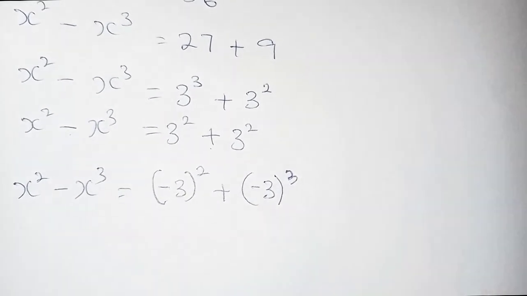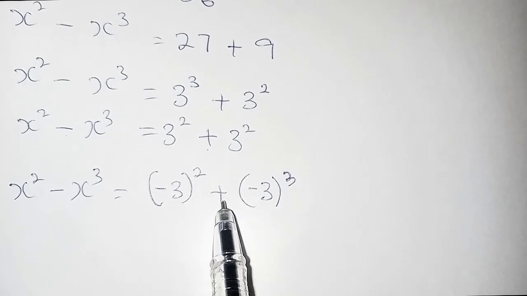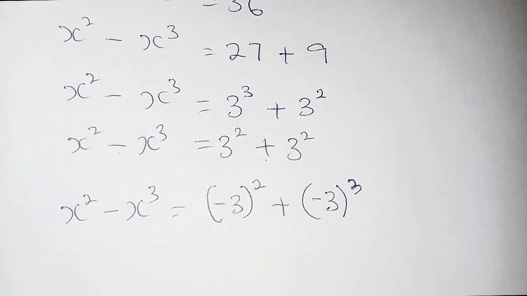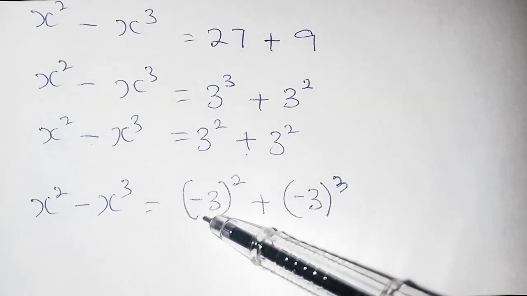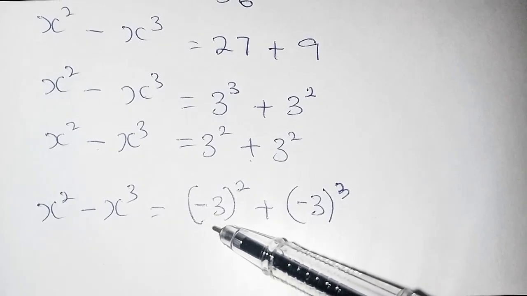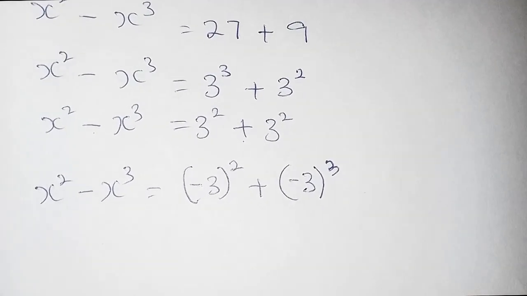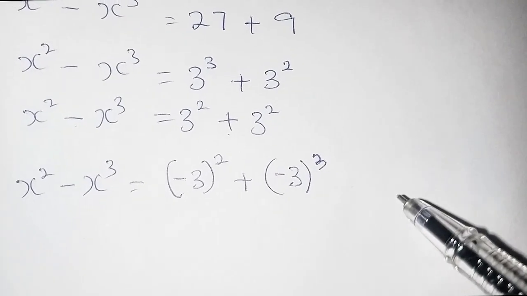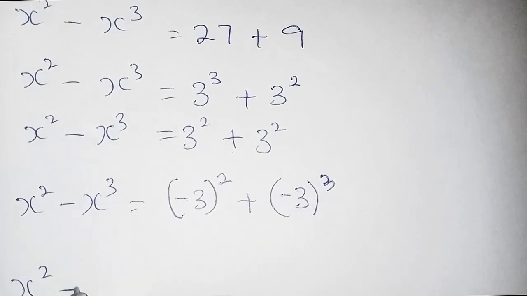this is cube, so the sign would also have to change. So from here we can easily say x is equal to minus 3, but that's just one solution for x. We are supposed to have 3 solutions for x. So in order to get the rest of the solutions, we are going to solve it like this.